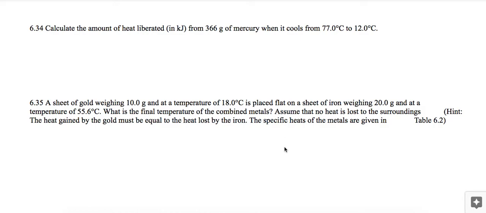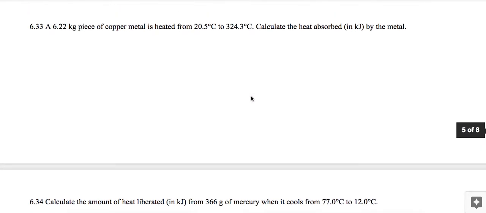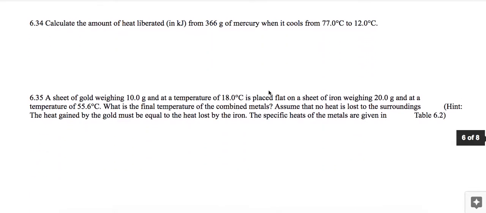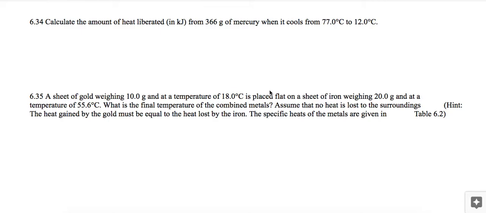All right. Calculate the amount of heat liberated in kilojoules from 366 grams of mercury when it cools down from this to that. Before we do that here, guys, let's go back to this one real quick. This is heat absorbed, and so the value is positive in the end. This one we have heat being liberated, so our answer is going to be negative in the end.